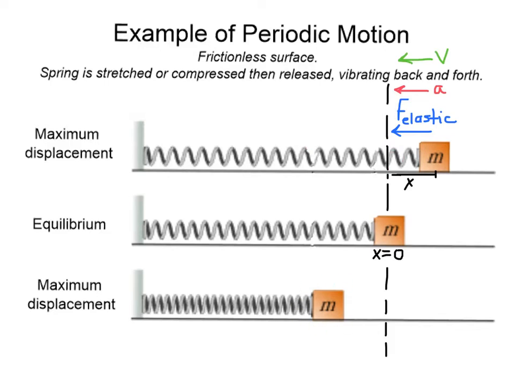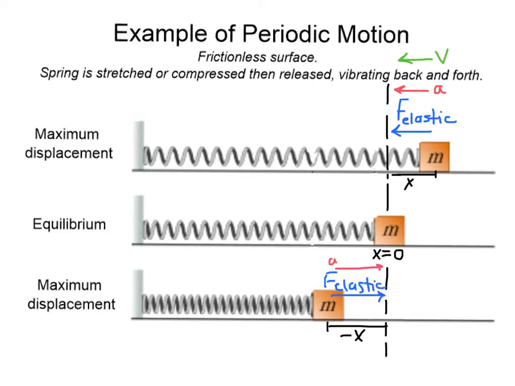So as the mass moves beyond this equilibrium position, the spring force or the elastic force here and the acceleration are going to begin to increase. But the direction of the force and the acceleration is toward equilibrium. So it's opposite the direction of the mass's motion, which is away from equilibrium. So the mass begins to slow down.